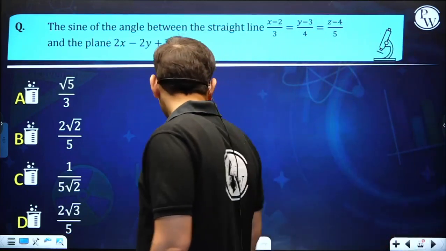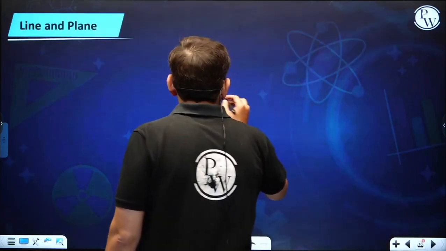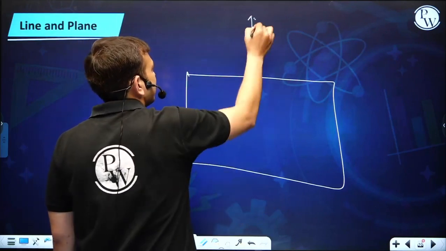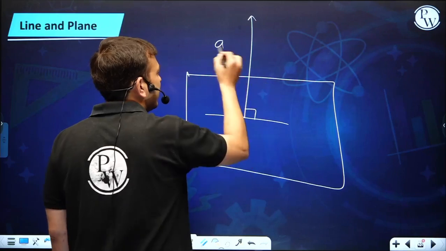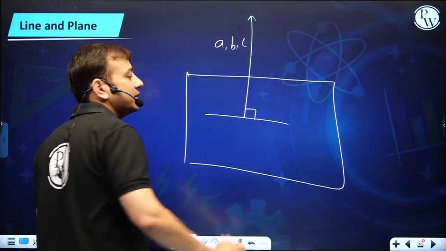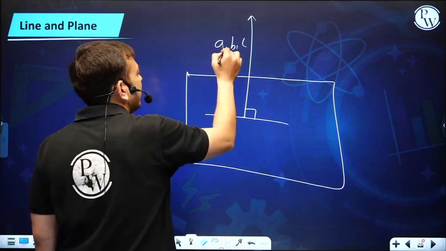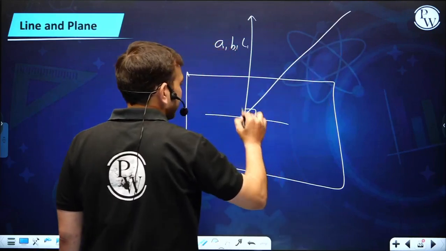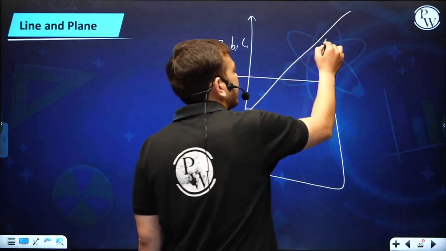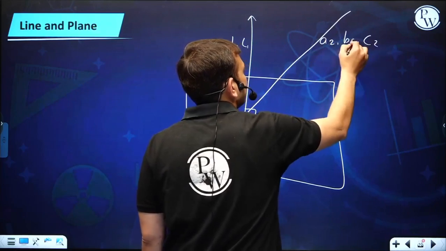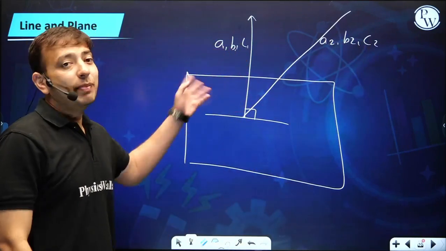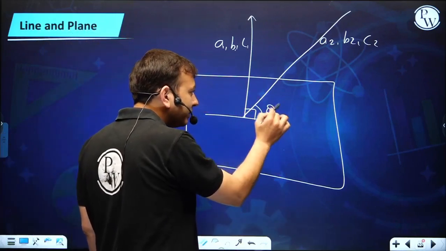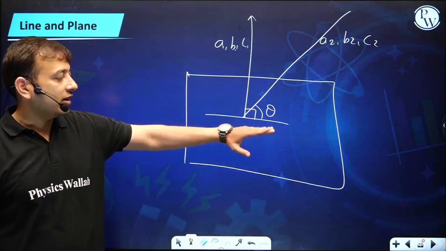Moving on, like the sine of the angle between the straight line and the plane. So there is a thing, let me show you. Suppose there is a plane. We know that the normal to the plane is at 90 degrees. Suppose its direction ratios are a1, b1 and c1. Now, a line intersects the plane at a certain point. Its direction ratios are a2, b2 and c2. Now we need the angle between the line and the plane. So this is the angle made by the line and plane, theta.